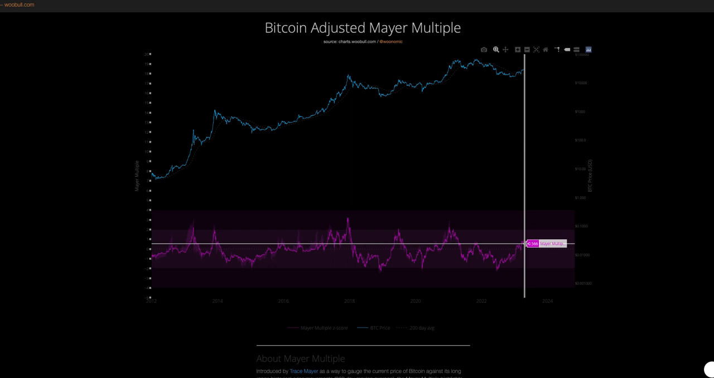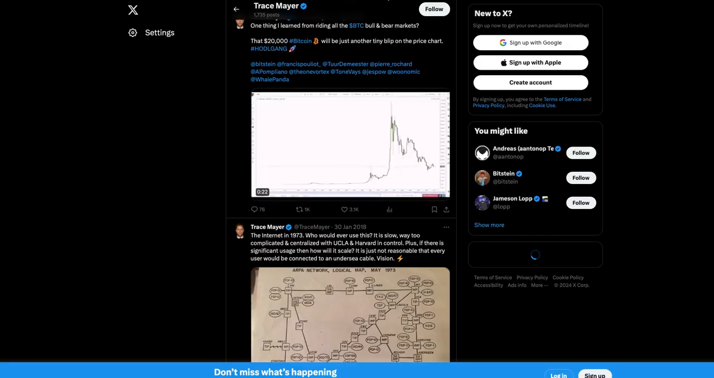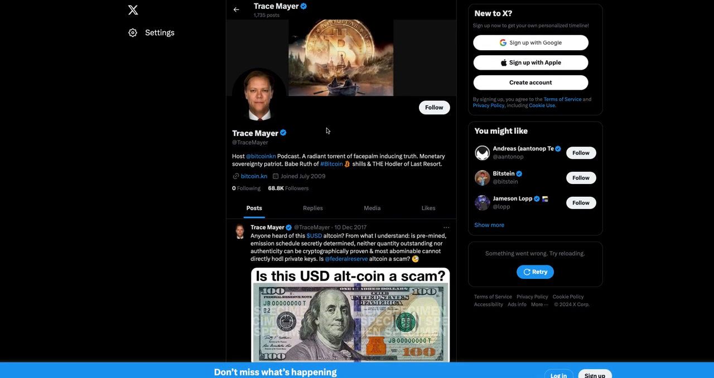This is comforting as it's corroborating the previous Mayer multiple models, showing that we're not really at the overheated area. We're at maybe a 0.6, 0.5 level of a standard deviation. So we've still got plenty of room to go up higher compared to the 200-day average. For more reading, or to get more understanding of the actual tool itself, please follow Trace Mayer and look at his work. He actually developed this tool.